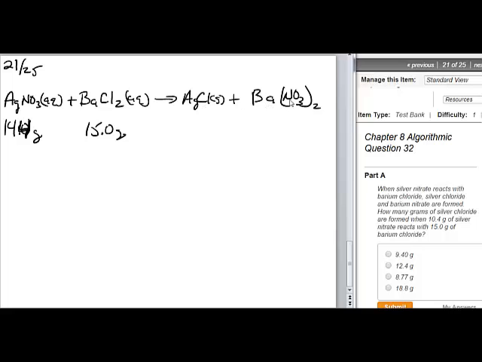And barium nitrate, barium is 2+, nitrate is -1, so it has to have that ratio. And then we're told we have 14.4 grams of the silver nitrate and 15.0 grams of the barium chloride. So this is going to be a limiting reactant type problem. You've got to calculate which is the limiting reactant. And then, because the question is how many grams of silver chloride are formed, I'm going to do that on the next video and stop this right here and pick it up.